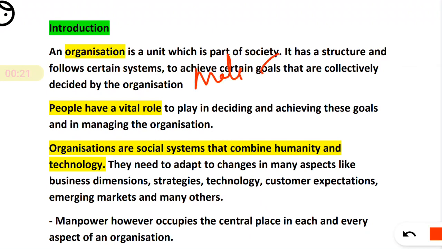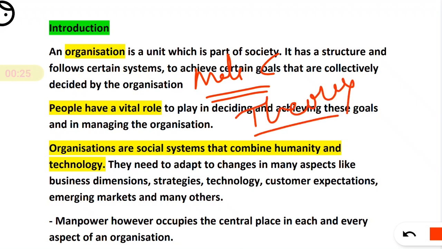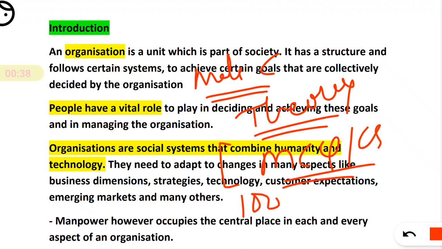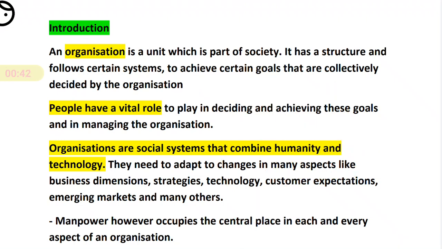See friends, this Module C is completely theoretical. It is completely theoretical, right? So we will take a brief look at the theory, we will clear some concepts, and then we will move to the MCQs and the case study, so that it will cover your 100% preparation. Okay, so first see the introduction part.